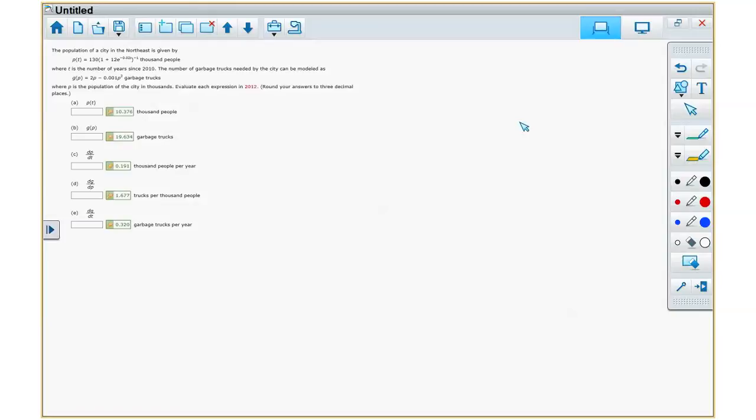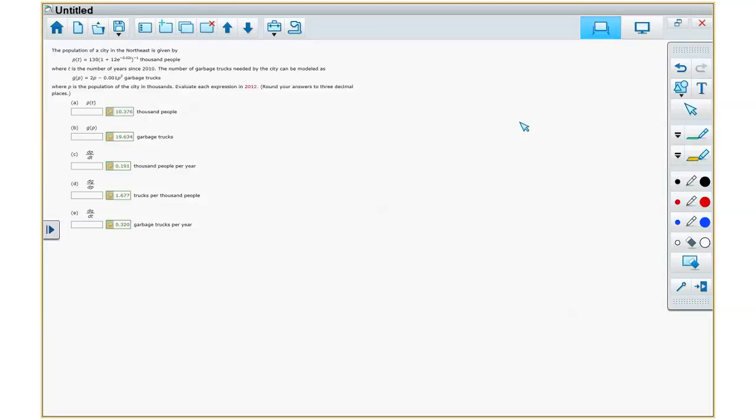And this sentence is supposed to be 2013, because that's what I did my notes by. Evaluate means plug and chug. That's what that means. We want P, and T is equal to what? Well, right here it says where T is the number of years since 2010. So that means T is equal to 3.